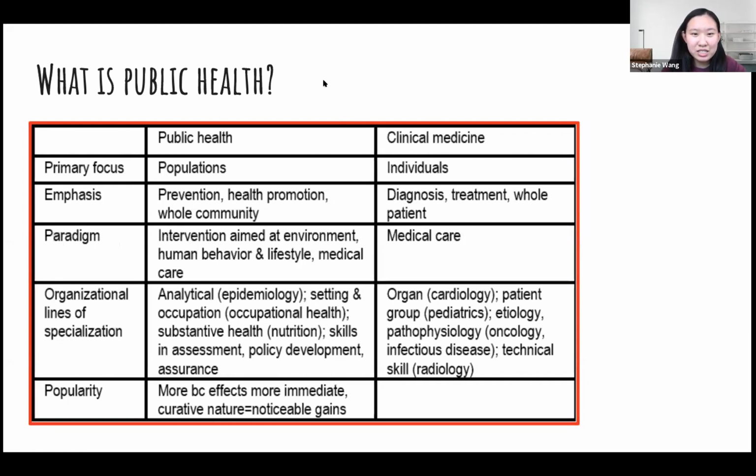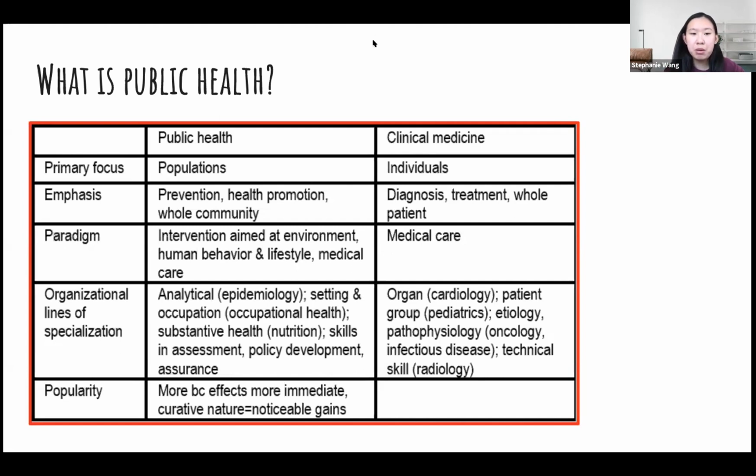Yeah, okay. So next, organizational lines of specialization. The different subjects inside public health include epidemiology, occupational health, nutrition, skills, and policy development. That's the one we're really going to be focusing on, which is policy development. It is more popular because we can see more immediate and curative gains, so that more people have a positive effect on their health. So that is a brief introduction on what public health is.